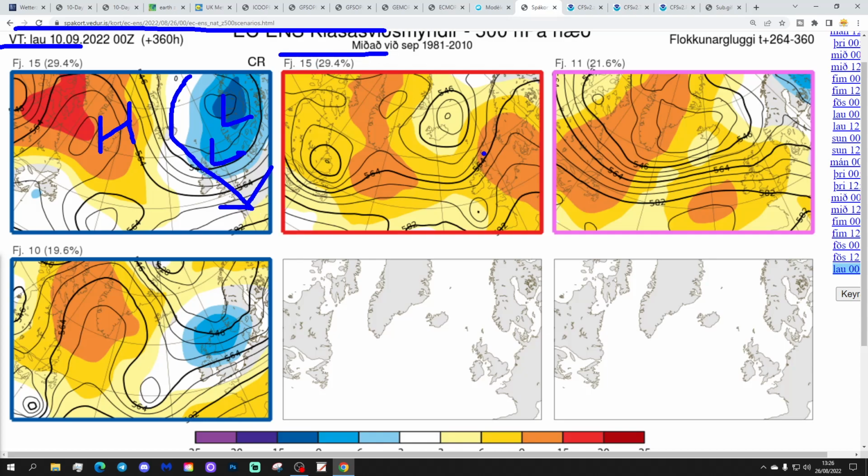However, 15 with high pressure over the top of the country. 11 with high pressure to our west but ridging in. So that brings about dry weather. And then 10 down here with low pressure to the north of Scotland, high pressure over France. That's like a flat westerly type flow, but probably quite unsettled, especially so in more northern areas.